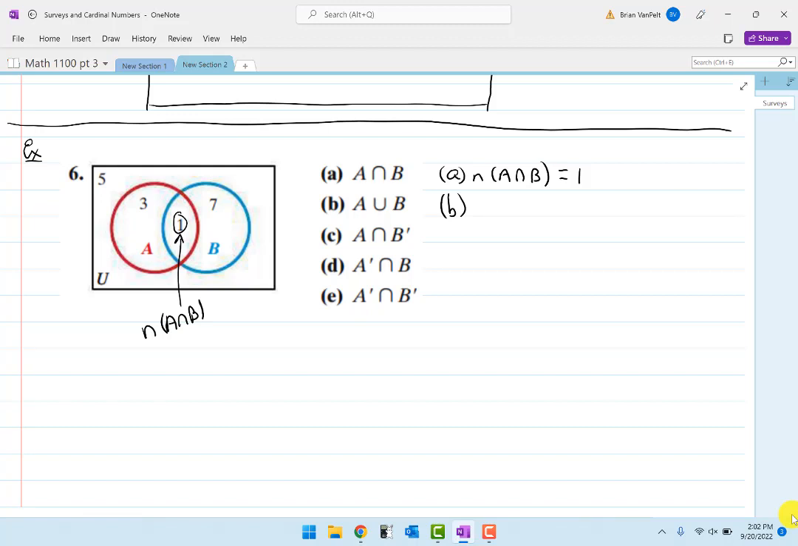For B, A union B is going to be everything inside of both of them. So I'm going to have 3 plus 1 plus 7 equals 11. Now let me erase some things here so that I can do some other items. A intersected with B prime are the items that are in A but not in B. So that's these items right here. These items that are in A but not B, and we know there's 3 of those. Similarly, if we want the number of items that are in B but not A, we're looking at this collection right here.